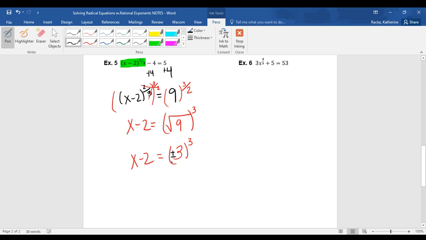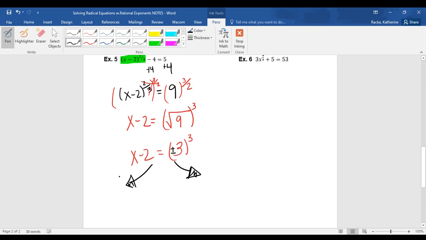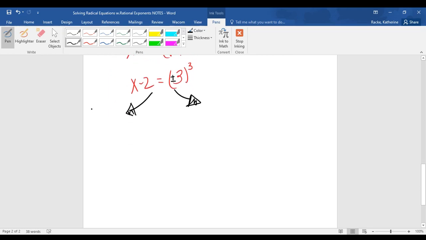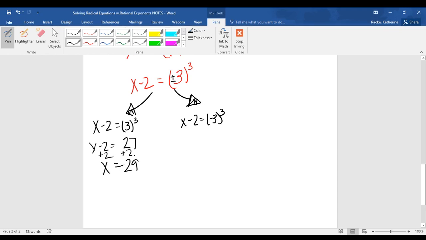3 cubed, you have to do it with a positive 3 and negative 3. So I'm going to go ahead and make it 2 equations already. So I would do x minus 2 equals 3 cubed, and then x minus 2 equals negative 3 cubed, okay? So 3 cubed, 3 times 3 times 3 would give me 27. And then that's when I would add 2 over to give me x equals 29. Okay, so there is one answer right there.